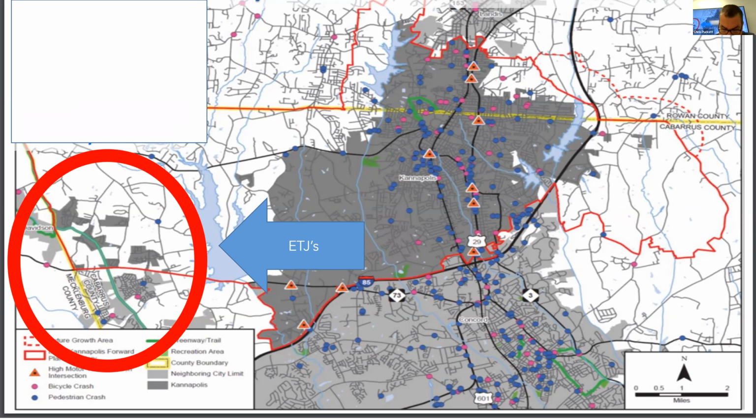What does that stand for? Extraterritorial jurisdiction. Okay, perfect. So they are not part of Kannapolis, but still follow Kannapolis rules. I mean, they are part of Kannapolis, but they're not within the contiguous city boundaries, if that makes any sense at all.